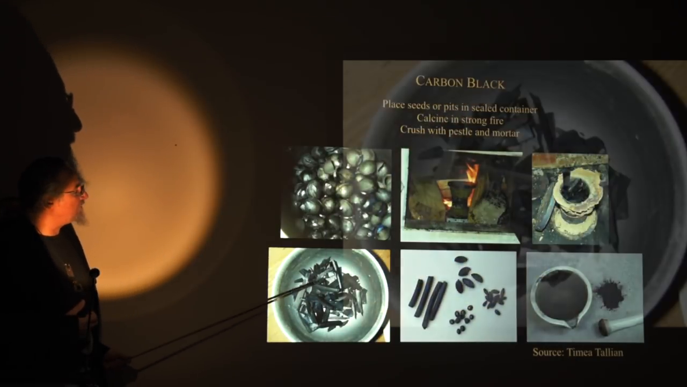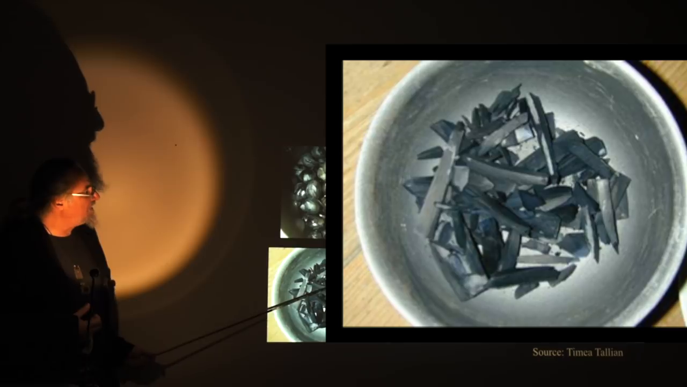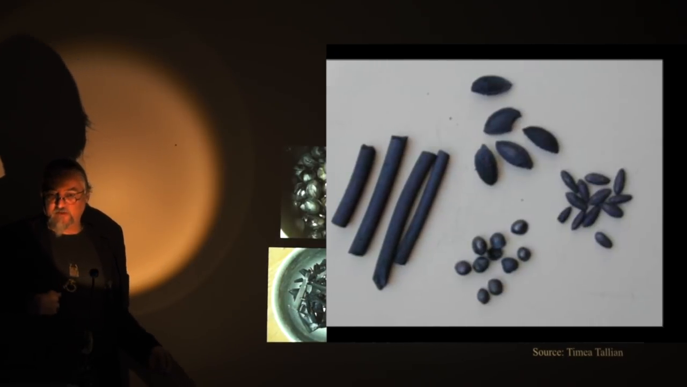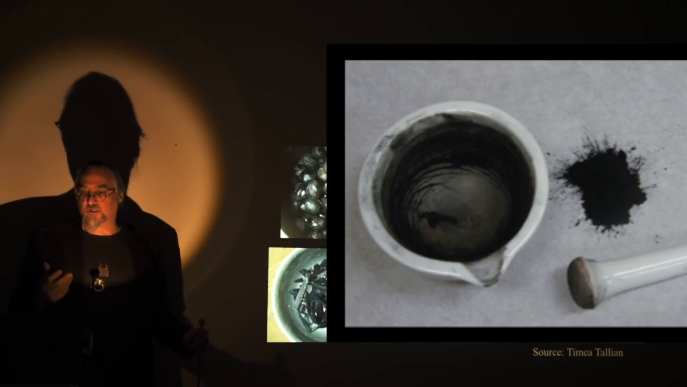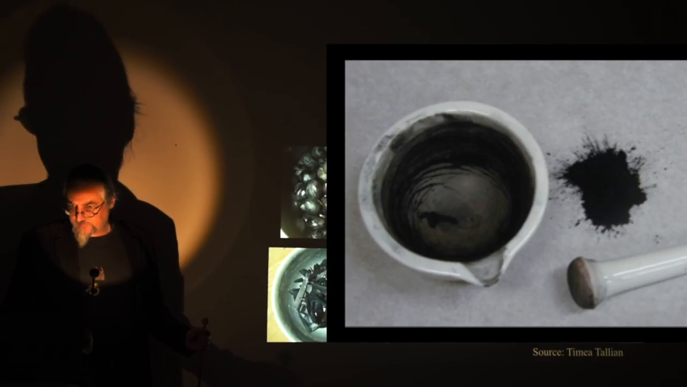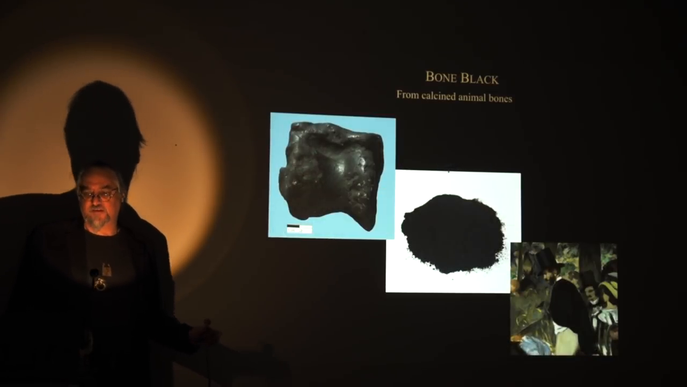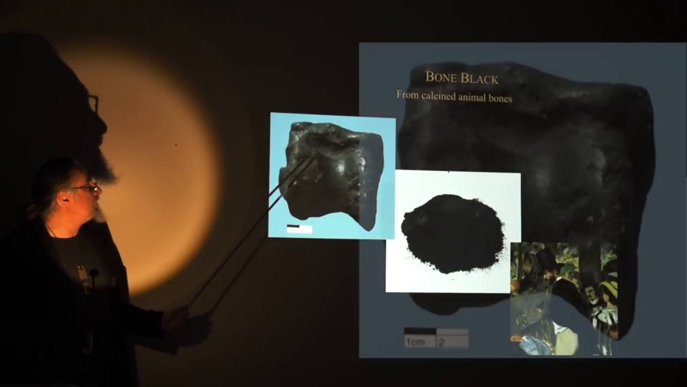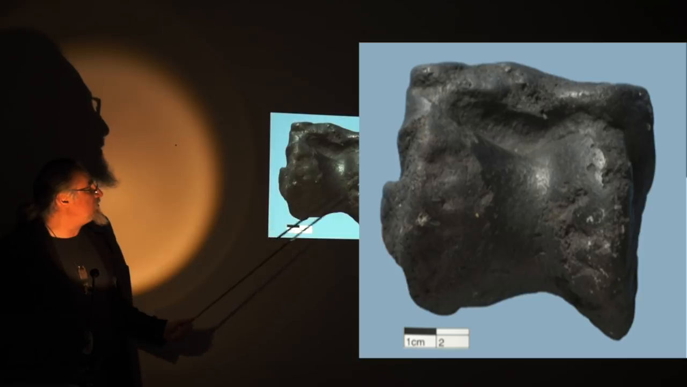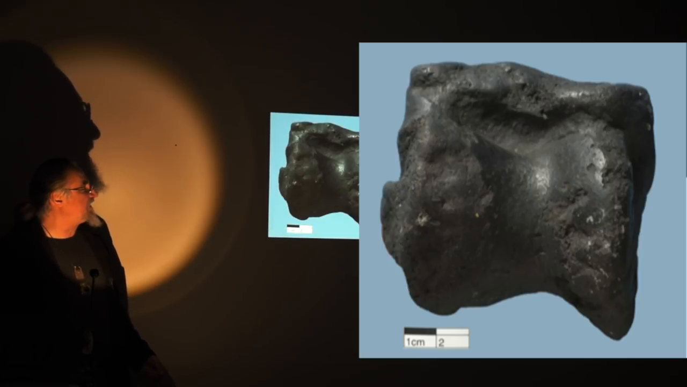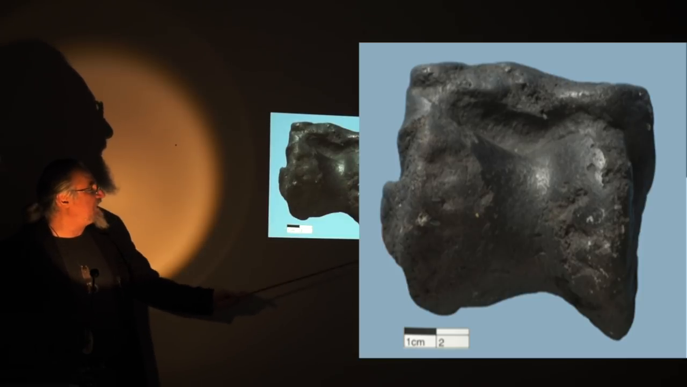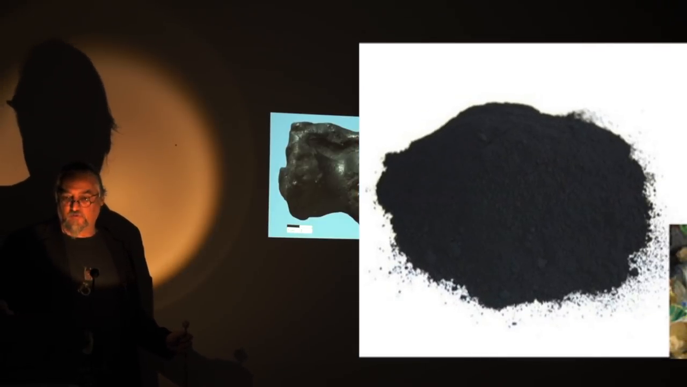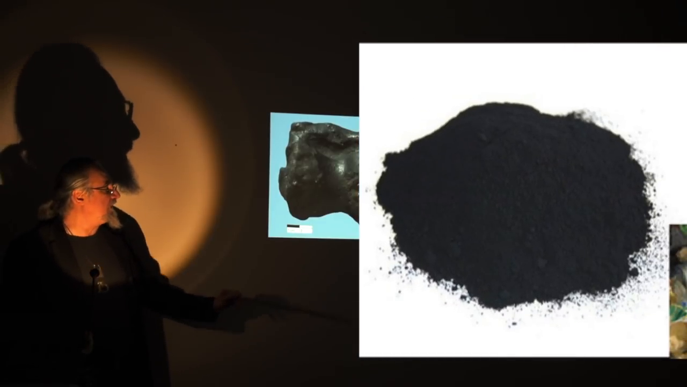And what came out was something like this. And then with a mortar and pestle, you can crush that material and you end up with your carbon black. The same process is basically used for bone black. Now you take bone, for example, and you put it in an intense fire so that it calcines. And then you finally create a powdered form that can be mixed with your oil and painted with.